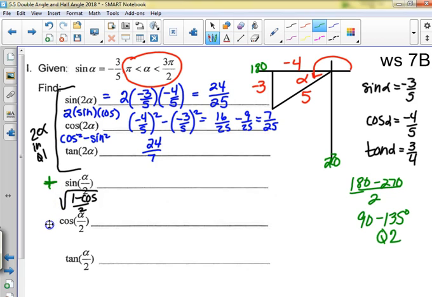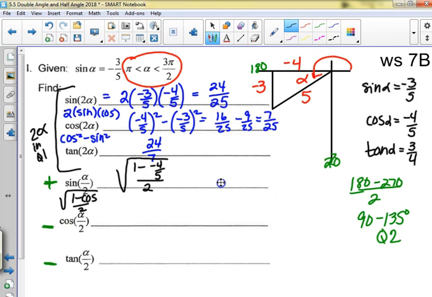The cosine will be negative, and the tangent will be negative. Okay, so at the end, we got to make sure we got those signs right. But back to the question. 1 minus, okay, giant square root, 1 minus, what's the cosine value we're using? Negative 4/5, so that's going to turn into a plus.